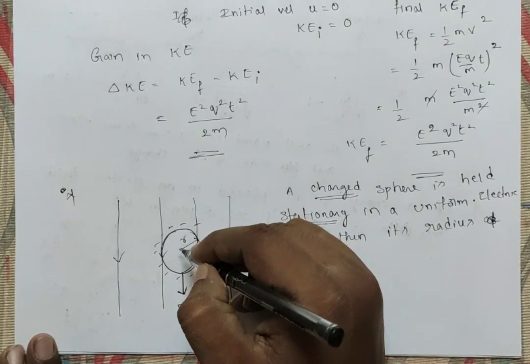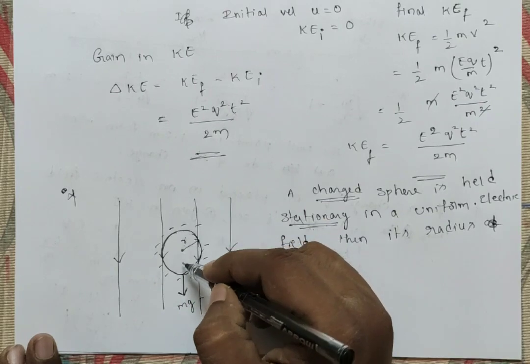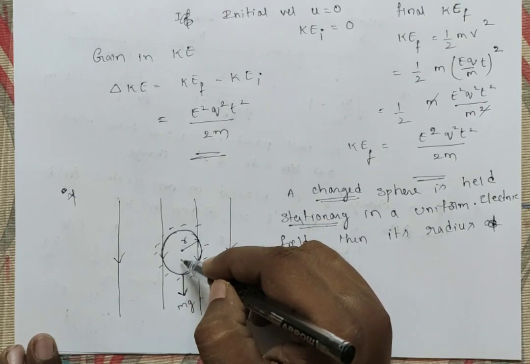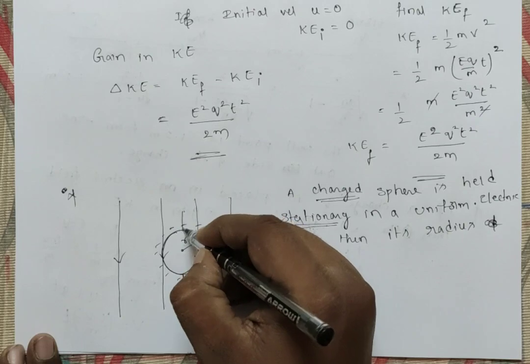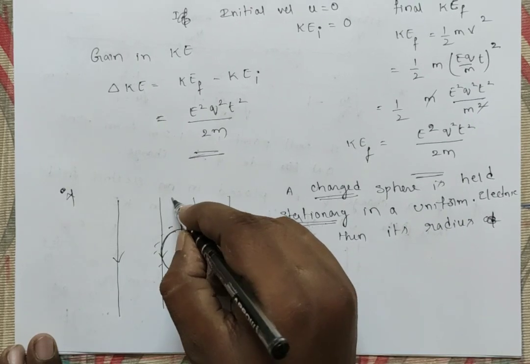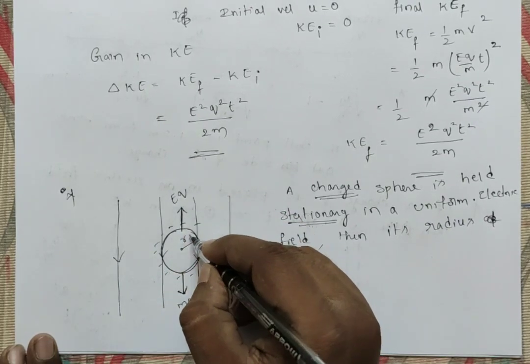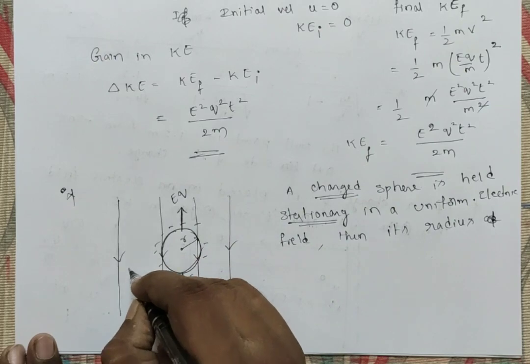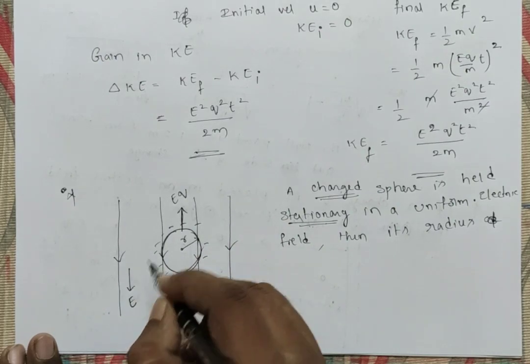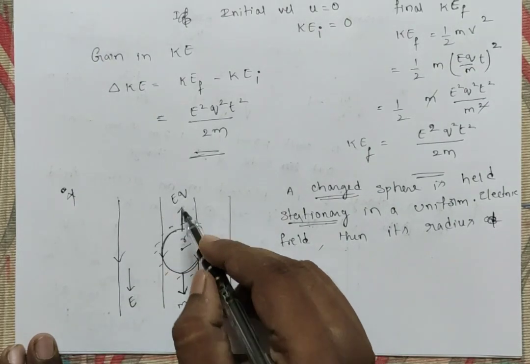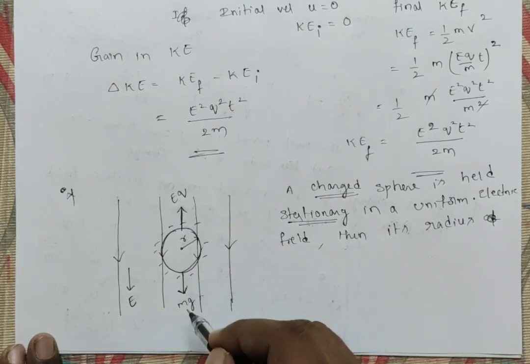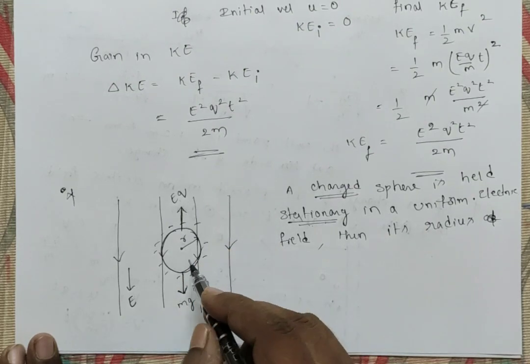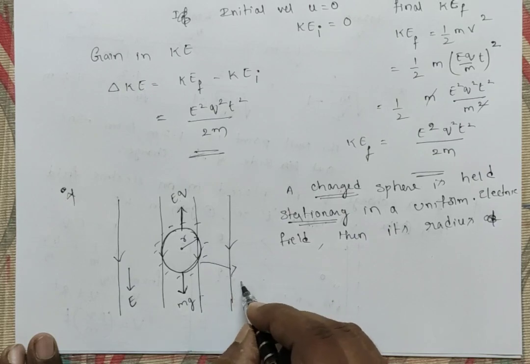This is a negatively charged body. A negatively charged body experiences a force in the direction opposite to the field. This force F equals EQ. When EQ and mg are both equal, the body will be stationary.